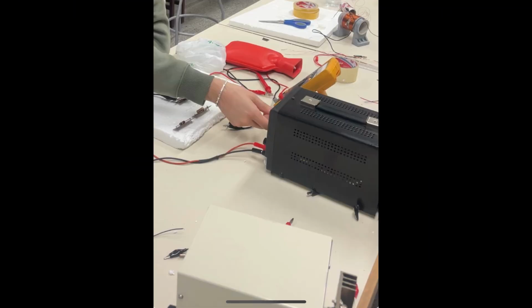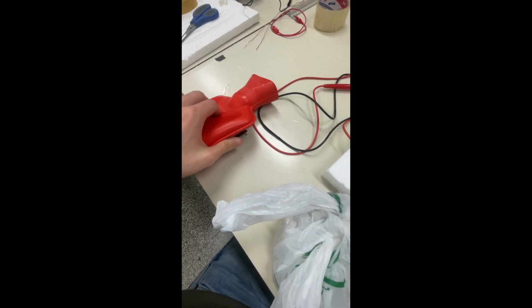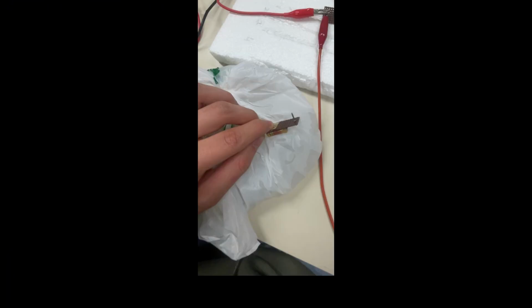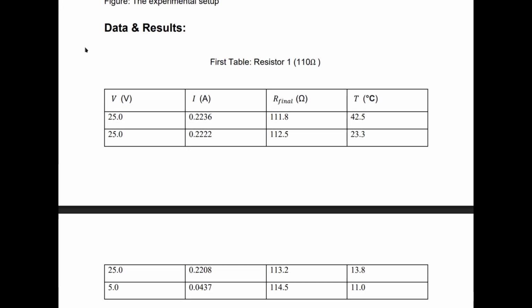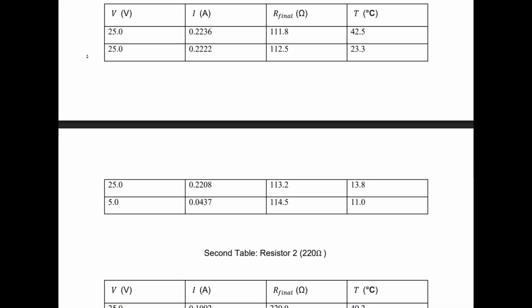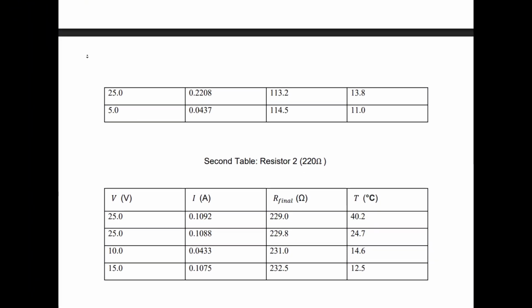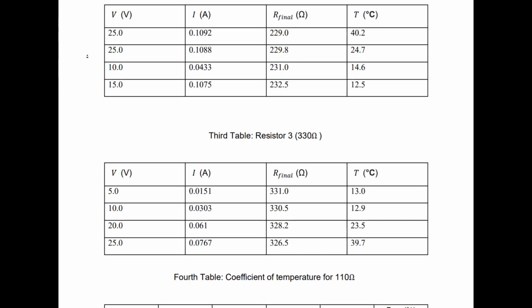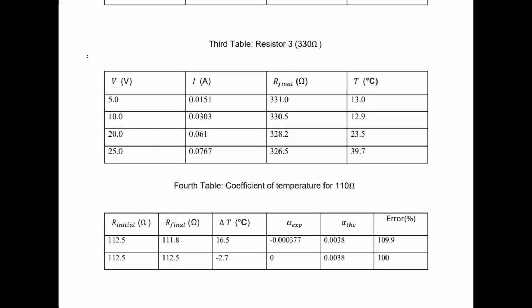The main part of the experiment involved recording the resistance at room temperature, then heating up the resistor and recording the new resistance, and finally cooling it down and taking one last measurement. Even though the temperature readings were not perfectly accurate because of small delays or equipment limits, the results still gave a good overall picture of how resistance changes with temperature, and here is the data I collected during the experiment.